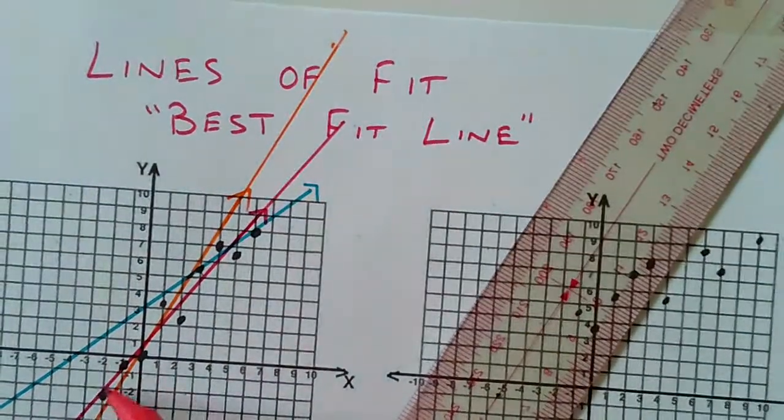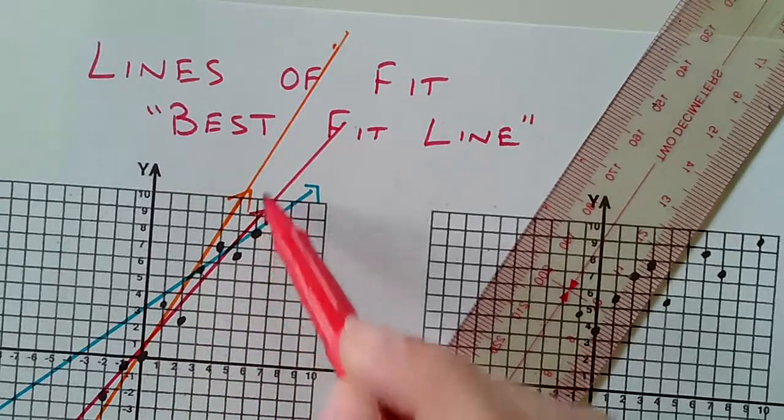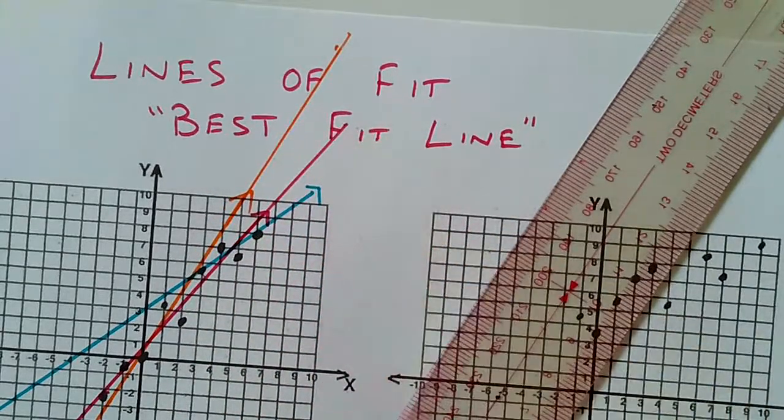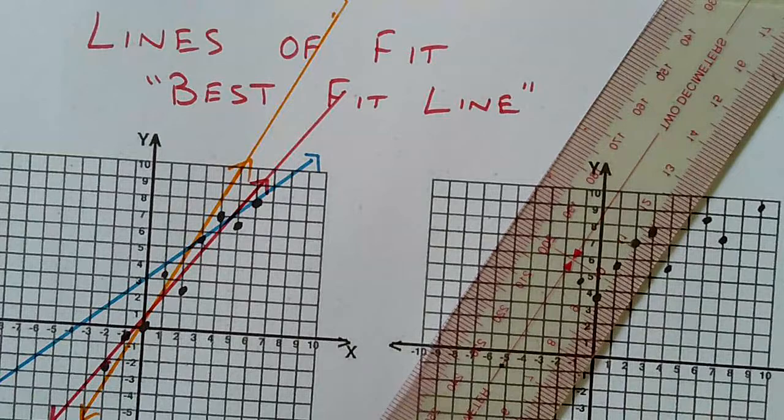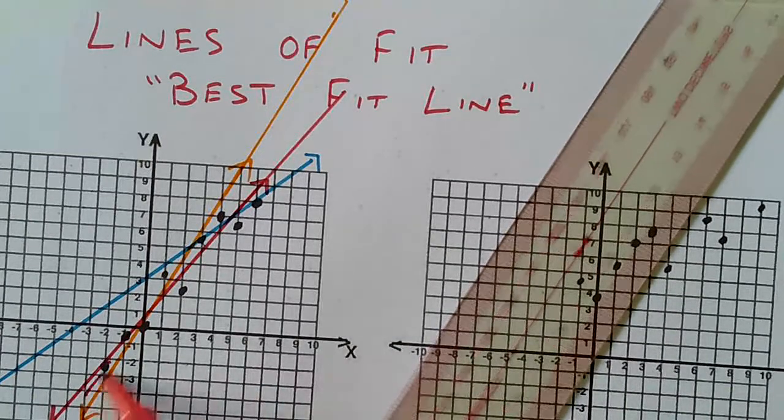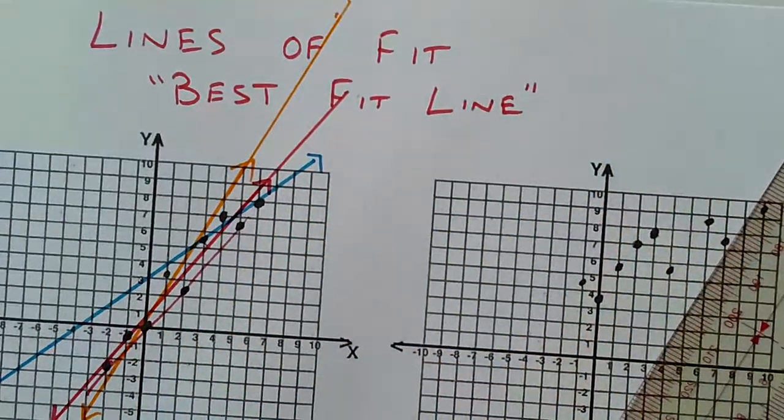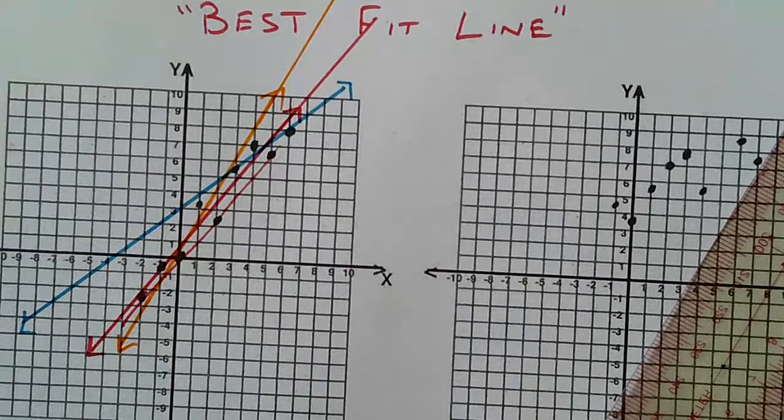If my points continue, see how they'd be closer to the red line in the future? They'd be closer. They're kind of going in that direction. So that would be our red line, the best one we could draw there.